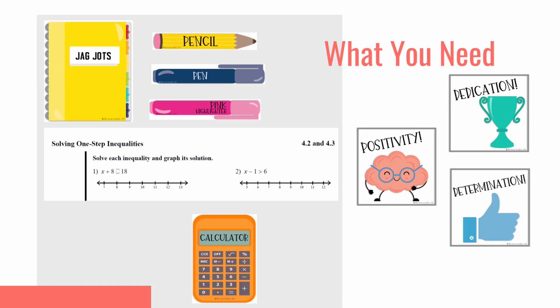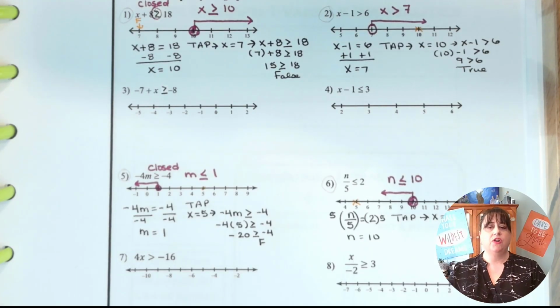You need to make sure you have your Jaguar dots out, your pen or pencil, a highlighter is nice. We're going to start on page 2 of 4.2 and 4.3. You need to bring your positivity, your dedication, and your determination to do your best in this lesson. So let's go ahead and get started.